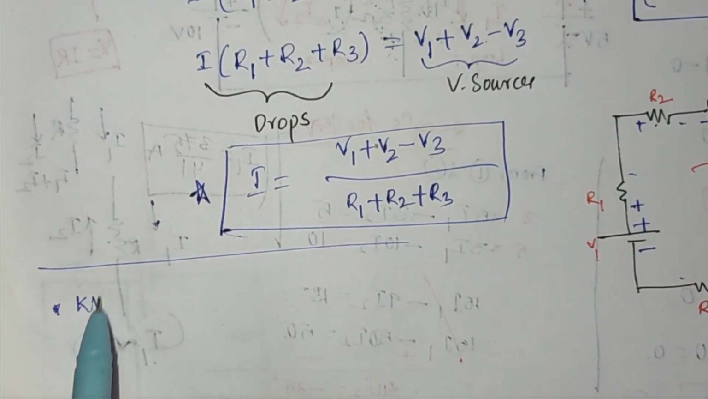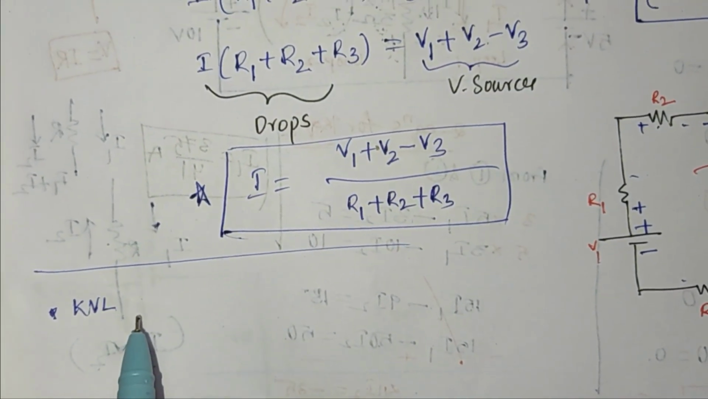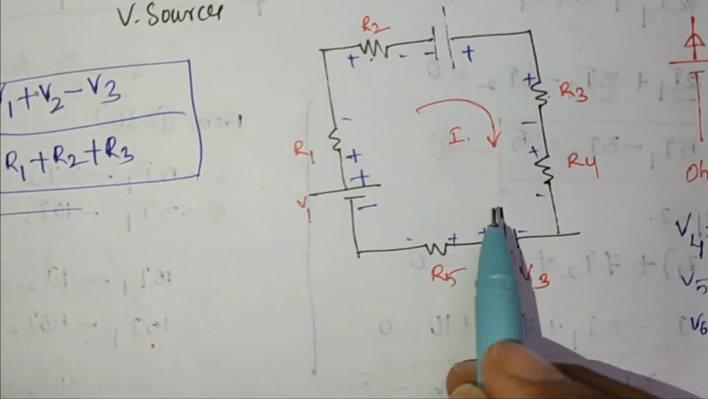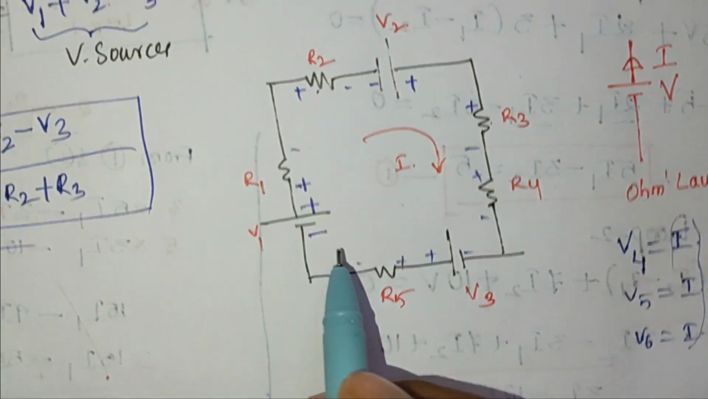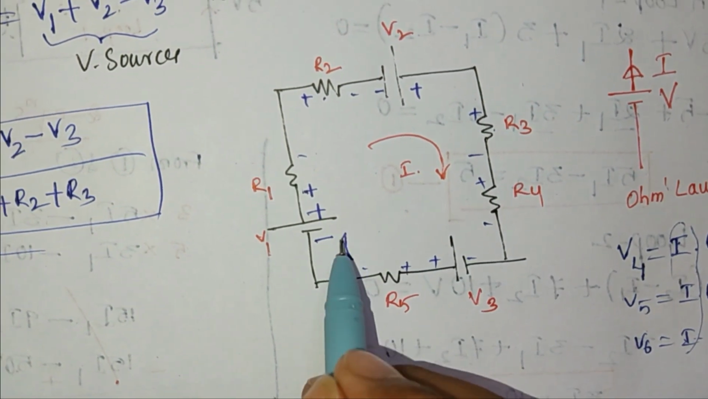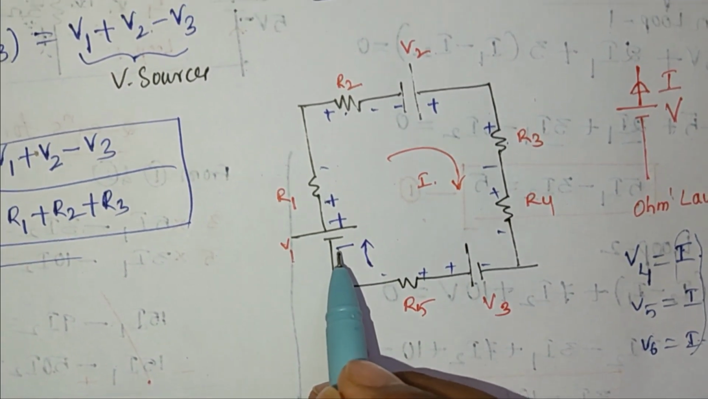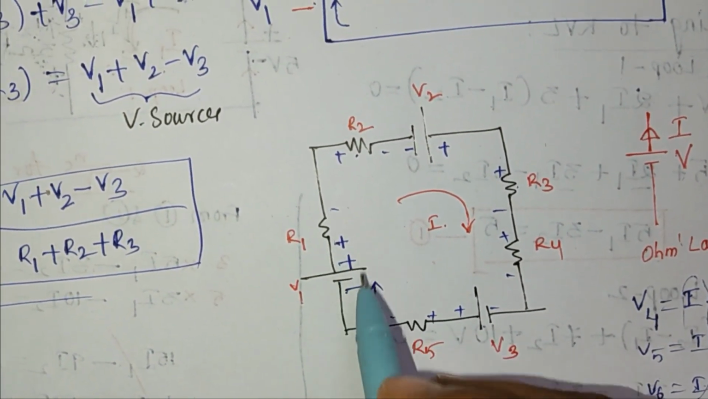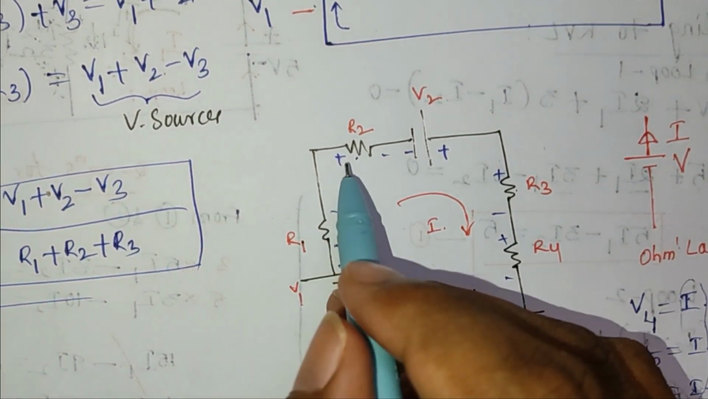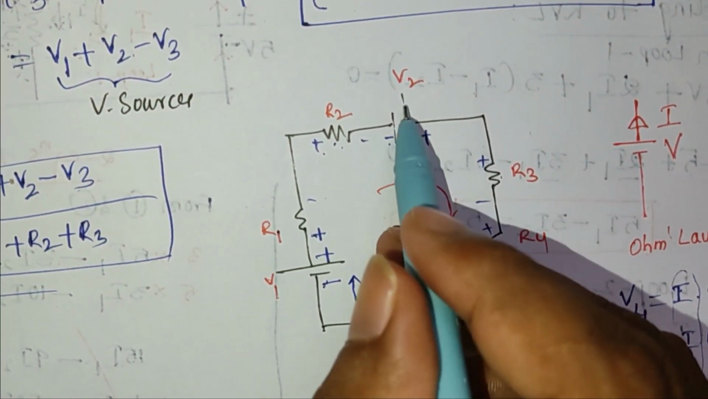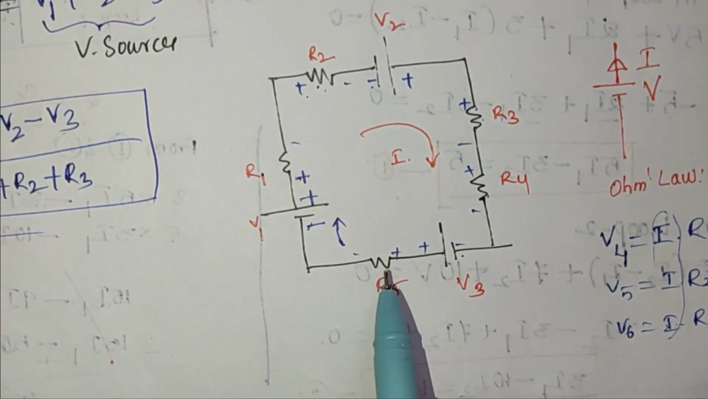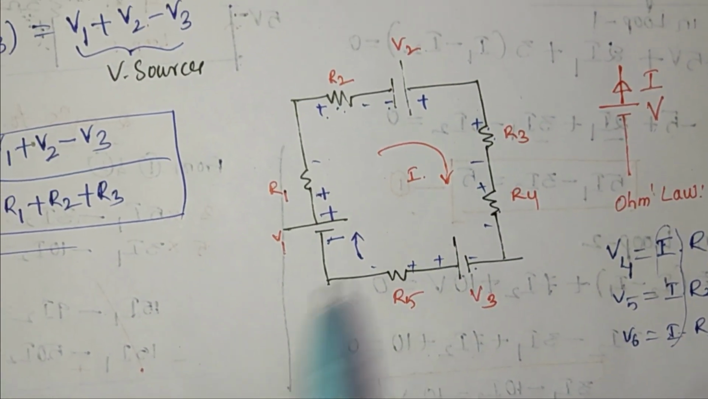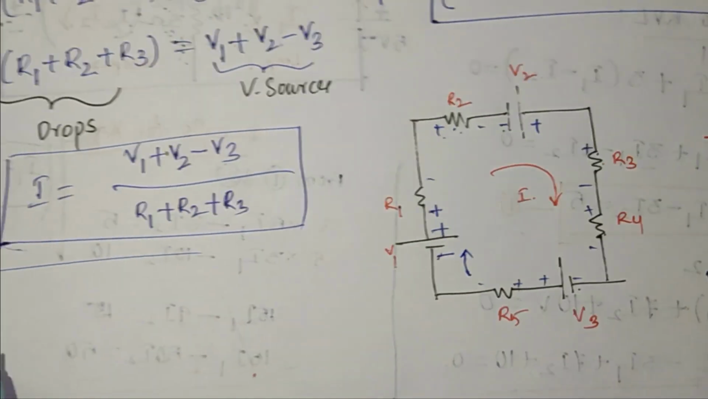So according to KVL, the current is entering from the negative terminal, so I am treating negative as first. So minus V1, then current entering positive, plus I into R1 plus I into R2, minus V2 plus I into R3 plus I into R4, minus V3 plus I into R5. So this is our closed loop. Okay, so I am going to write the expression here.